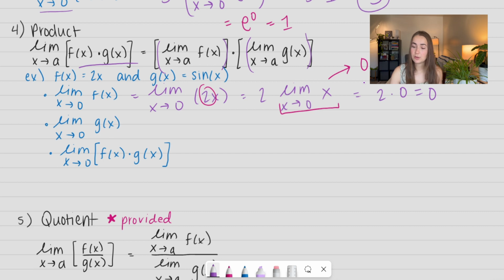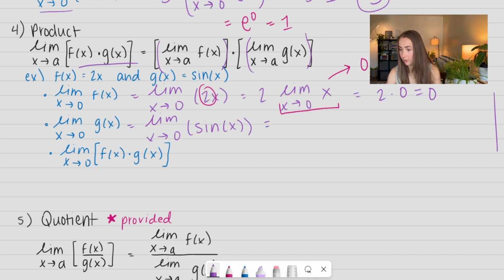Now let's go ahead and evaluate g of x. I want to make sure this limit also exists. So I get the limit as x approaches 0 of sine of x. I know sine of x is a continuous function, right? If we were to graph it, it would be a smooth wave. And so I'm just going to go ahead and plug in our value. I get sine of 0 is indeed equal to 0.